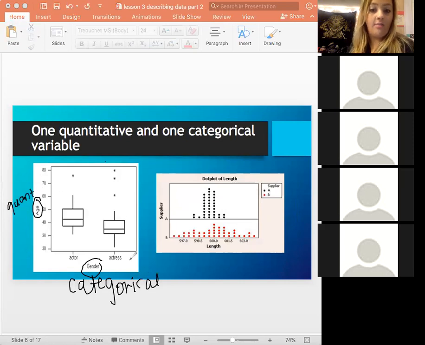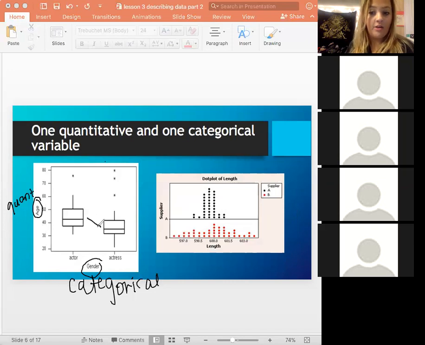So this is basically the ability that we can take a quantitative variable. In this case, if we only had one of these, we would just be talking about the age of an actor. Technically, if we only had one of these box plots, we'd just be talking about quantitative variables. But if we wanted to compare two categories, we can take the two categorical variables and put them in terms of their quantitative variable and then just compare them.